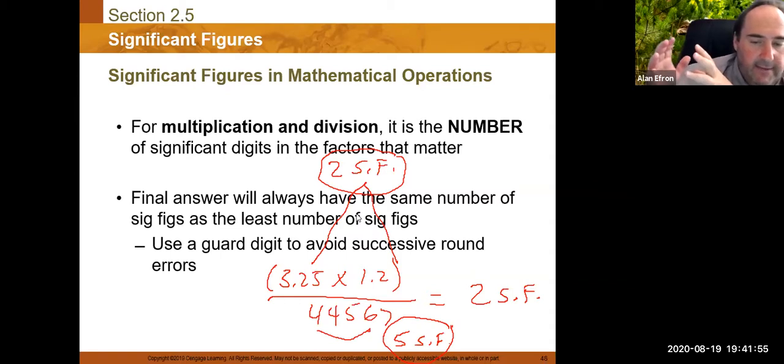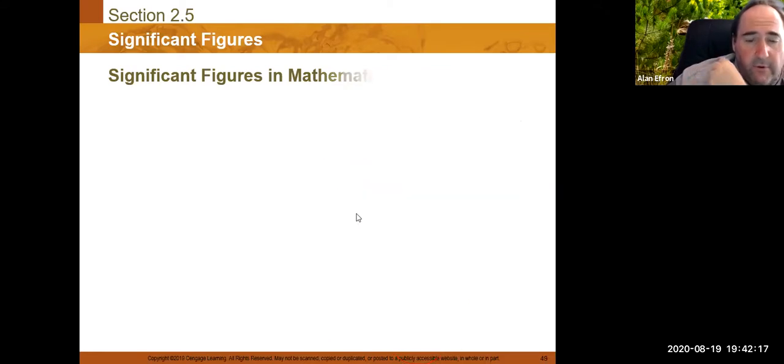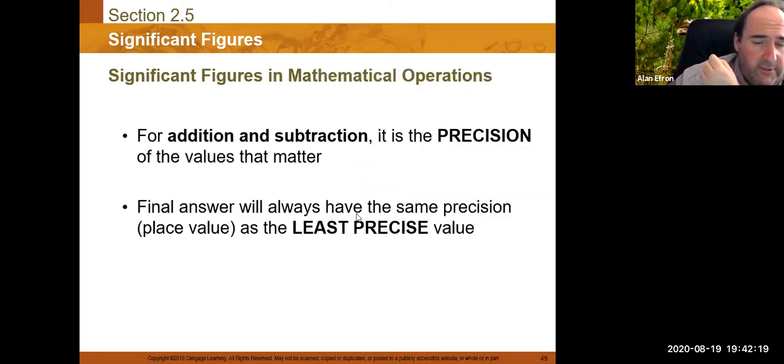If I did the top number, again, I probably would not round. When I took 3.25 times 1.2, I would keep in my head that it should be 2 significant figures, then divide it by 44,567, and then round it to 2 significant figures when it's at the end. Again, you want to avoid rounding until the end. You do want to keep track of it. And again, you want to follow the normal order of operations when you're doing it.